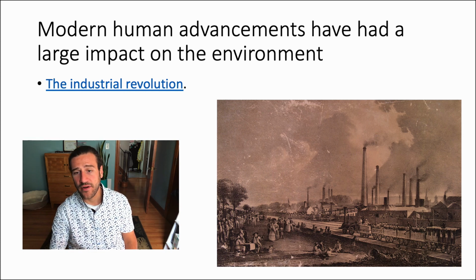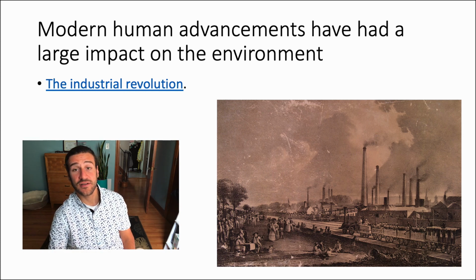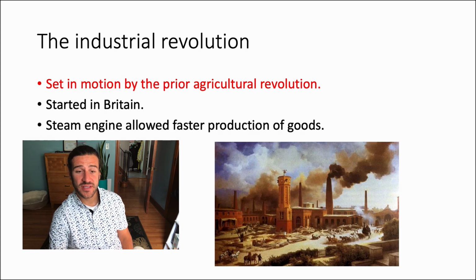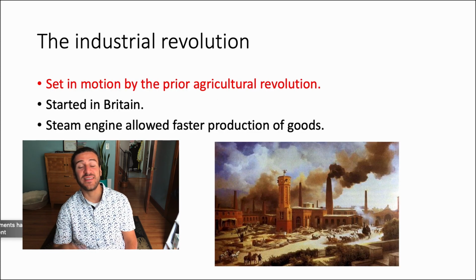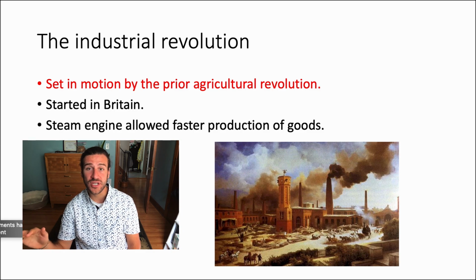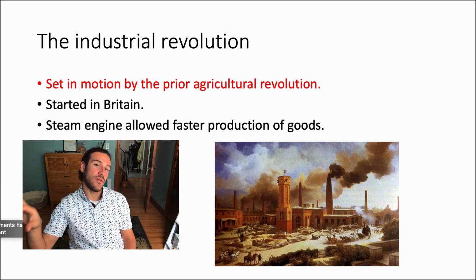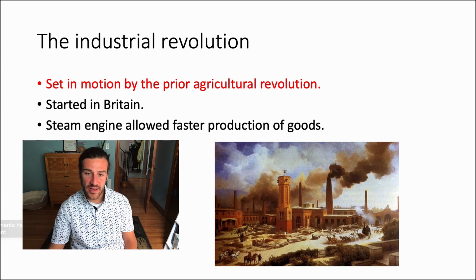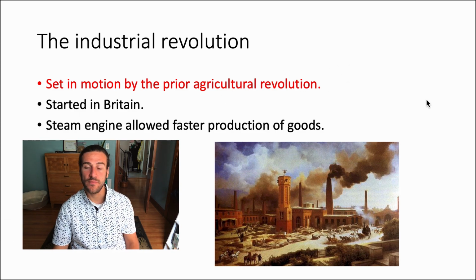It's about how modern human advancements have had a large impact on the environment. But the first thing that I want us to get clear is that the Industrial Revolution is only put into place because of the Agricultural Revolution, right?